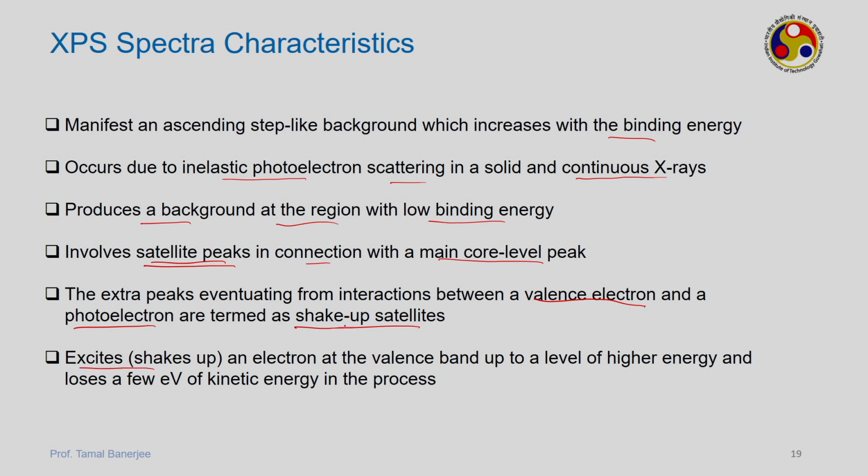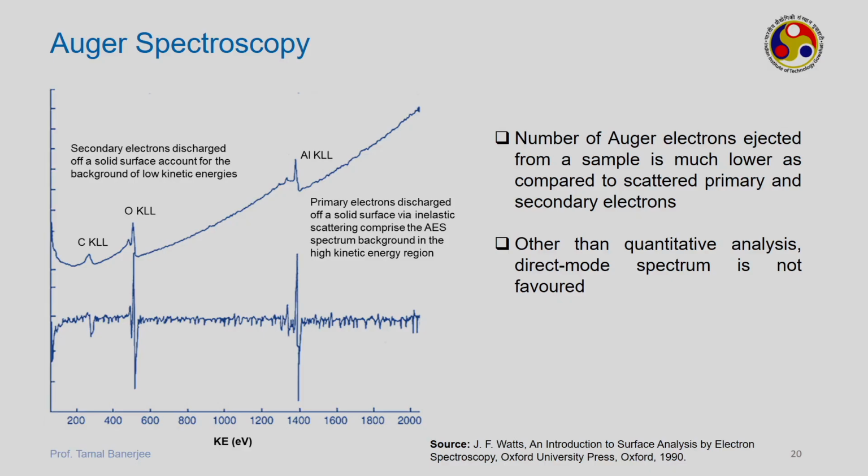What do you mean by shake-up satellite peaks? An electron at the valence band is excited up to a level of higher energy and loses a few electron volts of kinetic energy in the process, because if it excites the valence electron, it will lose out some energy. Because of this losing out of kinetic energy, it will depict two peaks. Now, these are the two different forms in which Auger spectroscopy is recorded. It can be recorded either in direct mode or indirect mode. Indirect mode is a differential mode. Okay.